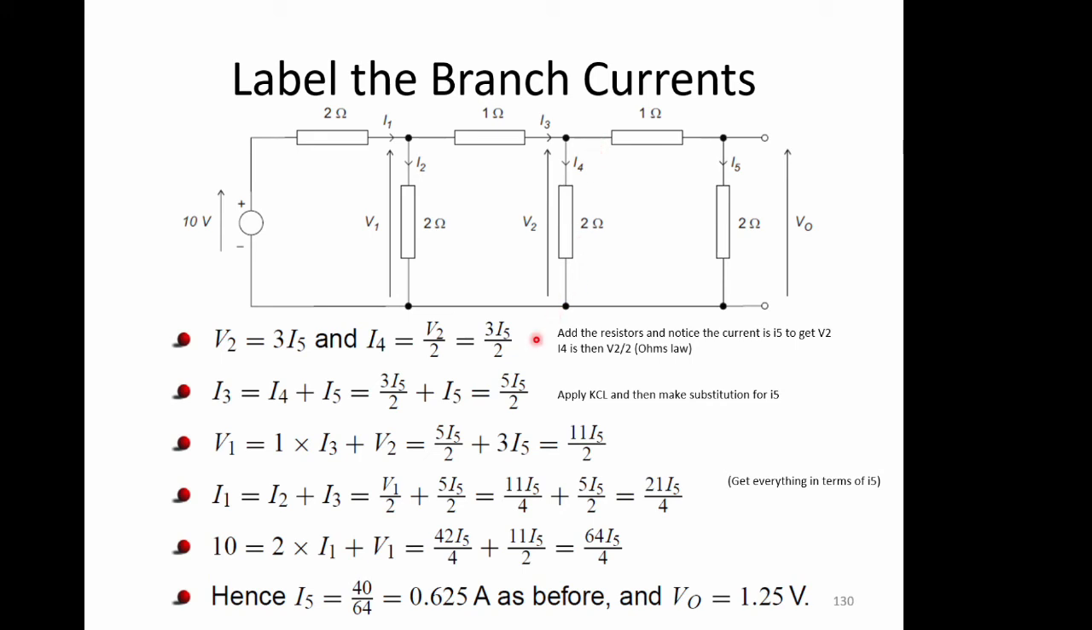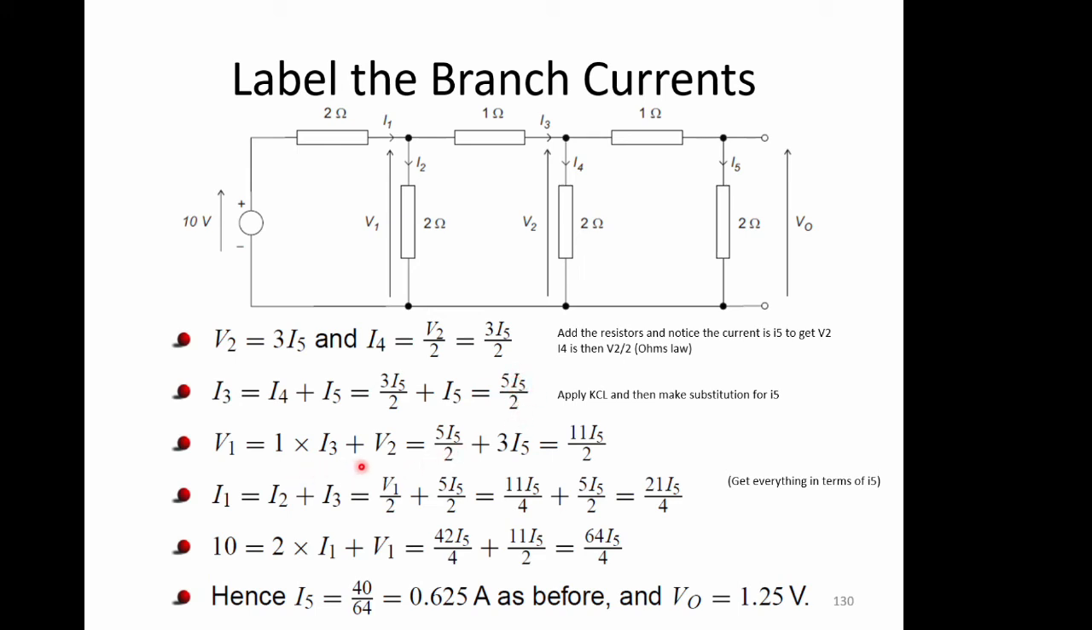Then we can work out that I4 is equal to V2 over 2, and because V2 equals 3I5, we can say that's 3I5 over 2. And then you can go back through and apply Kirchhoff's, so we're effectively applying a nodal analysis, Kirchhoff's current law, and then make a substitution for I5. So you can say I3 is equal to I4 plus I5, and we know what I4 is from here, and that allows us to start to get things in terms of just I5.